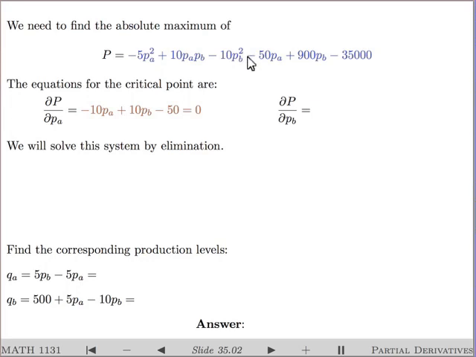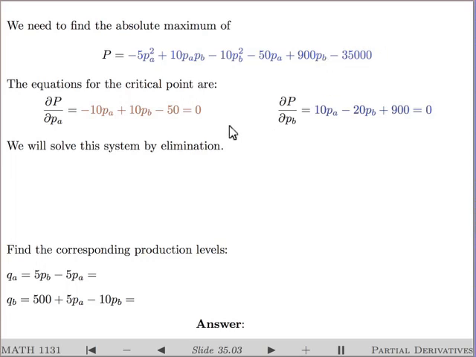The next term, it's minus 50 PA. The derivative with respect to PA is minus 50. And there is no PA in the last two terms, so we get just 0. For PB, I get 0 from the first term, 10 PA from the second, because it's 10 PA, which is like a constant, times PB, and then minus 10 times 2 PB from the third term, 0 from the fourth term, no PB there, and then plus 900 from the fifth term, and 0 from the last term.